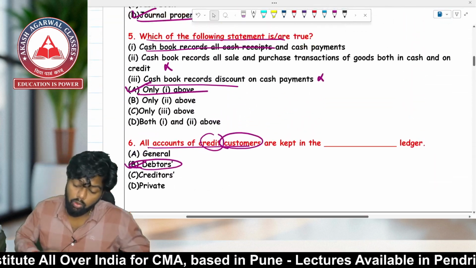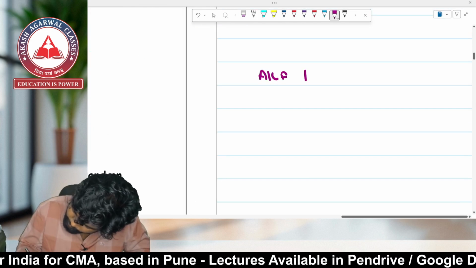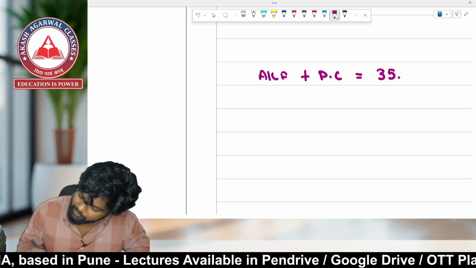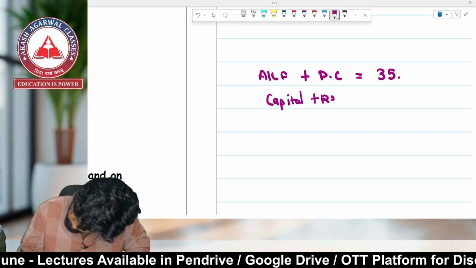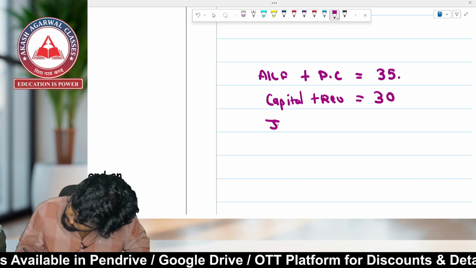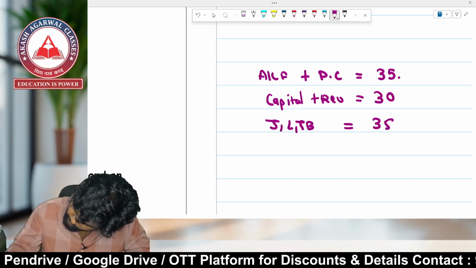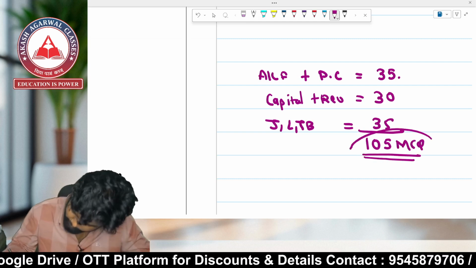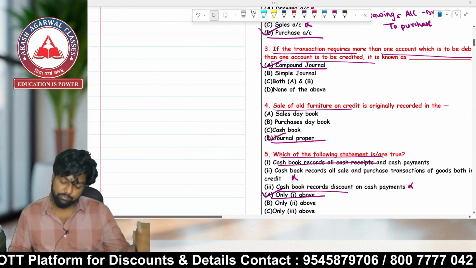So till now in accounting fundamentals plus principles and concepts we have completed 35. Capital and revenue, you have completed 30. Journal, ledger, trial balance, 35. 105 MCQs have been done. How many MCQs have we completed? 105.